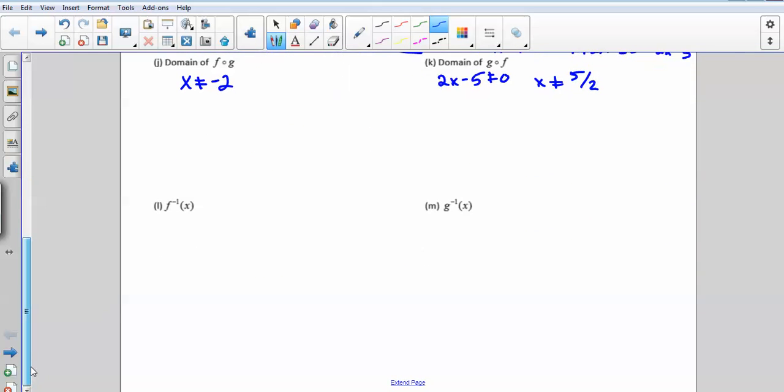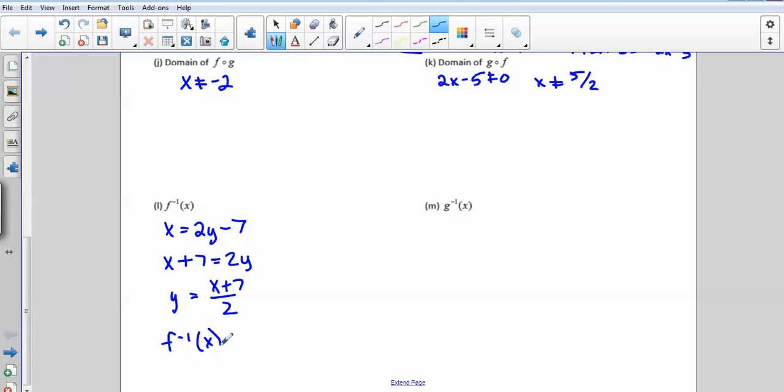Okay, to find the inverses of these functions, I need to switch the x's and the y's. So for the f function, I switch the x and y, and I get x equals 2y minus 7. To solve that for y, you add 7 to the x, x plus 7, and then you divide by 2. And then you want to use your inverse notation. So inverse of f equals x plus 7 all over 2.